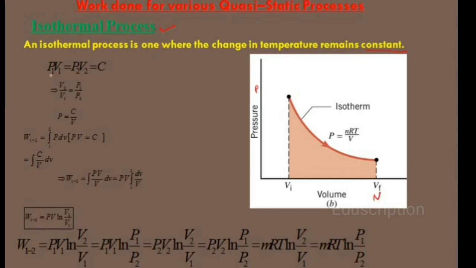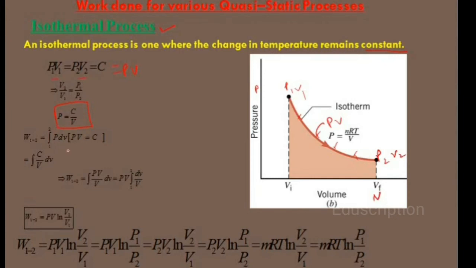Okay, so we know that it's a quasi-static, reversible process, so the points will remain the same. So P1 V1 is equal to P2 V2, which is equal to C. Suppose this is P1 V1 and this is P2 V2, and at any point PV is constant. So P will be C by V. Okay, so the work done formula is the integration from 1 to 2 of P dV.